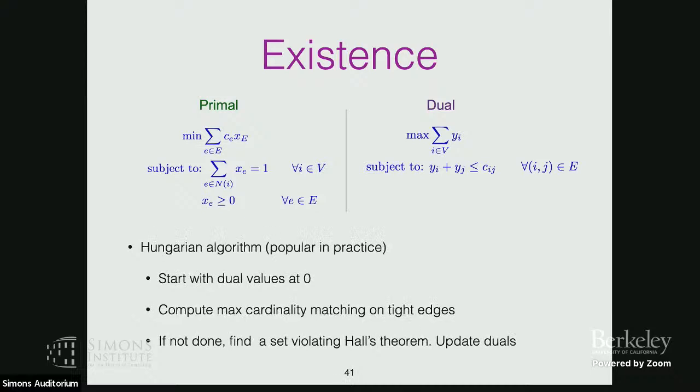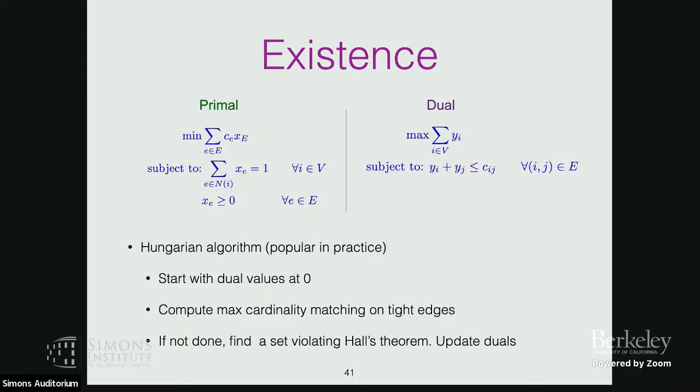All right, so let's say we want to solve this problem using the Hungarian algorithm. How does it work at a high level? So it starts with the dual values at 0. The primal dual algorithm starts with the dual values at 0, and it's going to raise them up over time. At every point in time, it maintains a feasible solution.